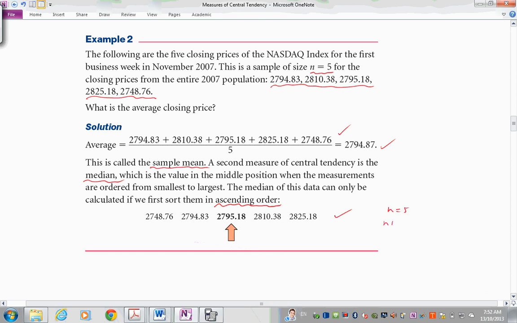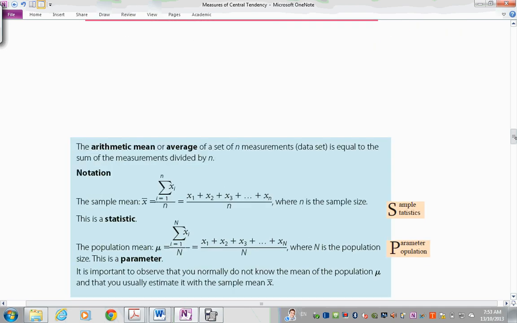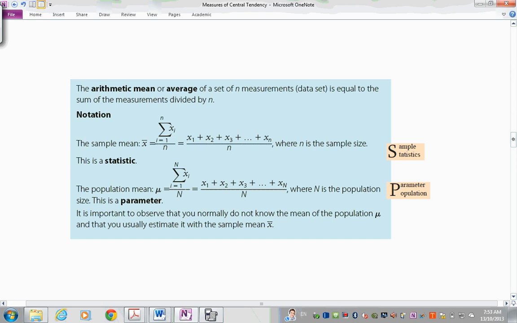So (n plus 1) on 2, 5 plus 1 on 2 is 3, therefore you want the third score. Get the hang of that now, the third score. Okay, let's have a look at summarising this now.